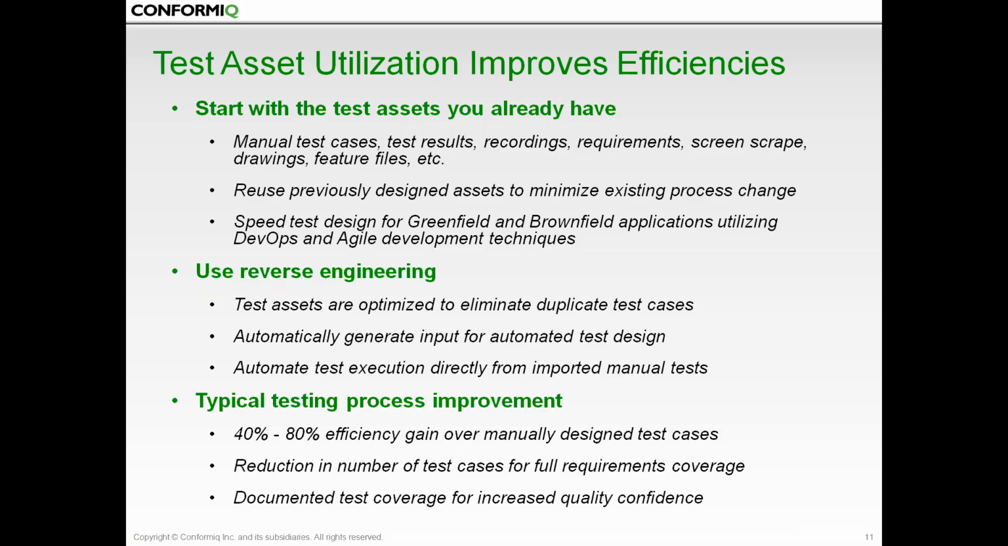You can start from where you left off and then automate and dramatically increase your speed and understanding of your tests. So the idea with what I'll call reverse engineering here is to use these assets. They're automatically optimized in the Conformic process. And from this, they'll automatically generate input for the automated test design, the computer-generated test design. And from that, you can then automatically generate the scripts and the validations for your test execution.